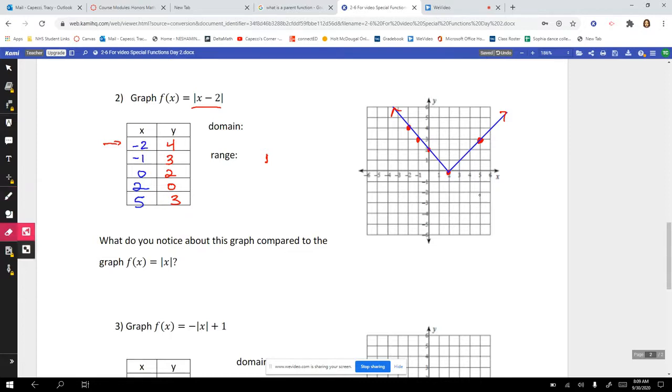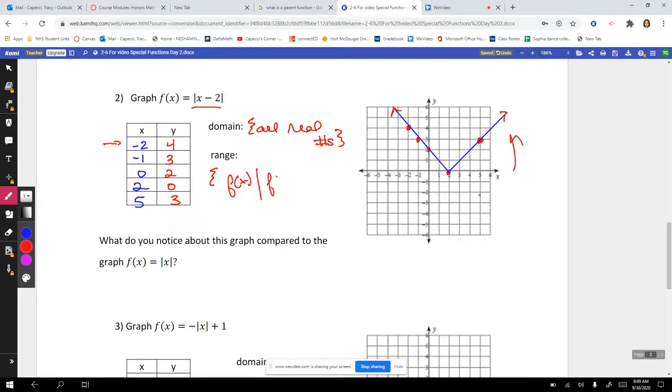Okay, so let's do domain and range, then we'll talk about the shape of it. So again, our domain, we could go left or right either way, so we're fine. So it's going to be all real numbers. Our range, now we're okay from 0 up, right? But not below that. So we're going to say, again, f of x such that, notation is important here, f of x is greater than or equal to 0.